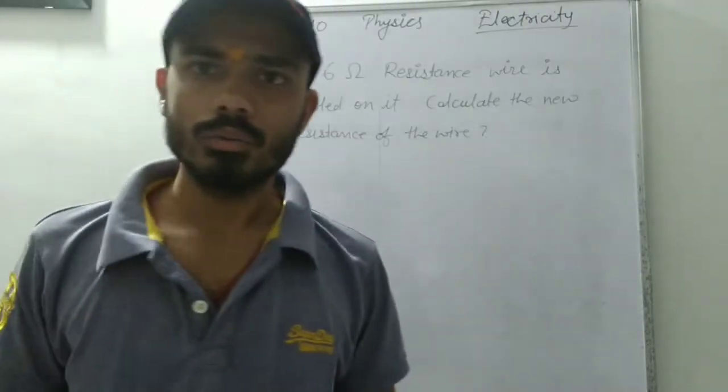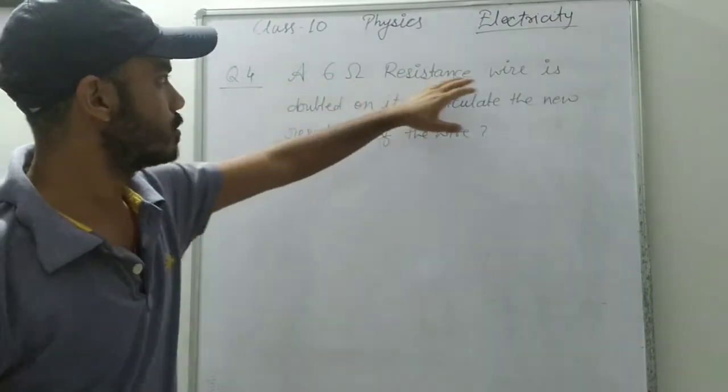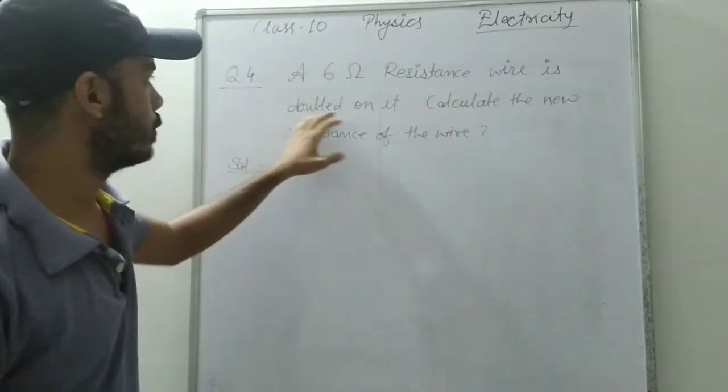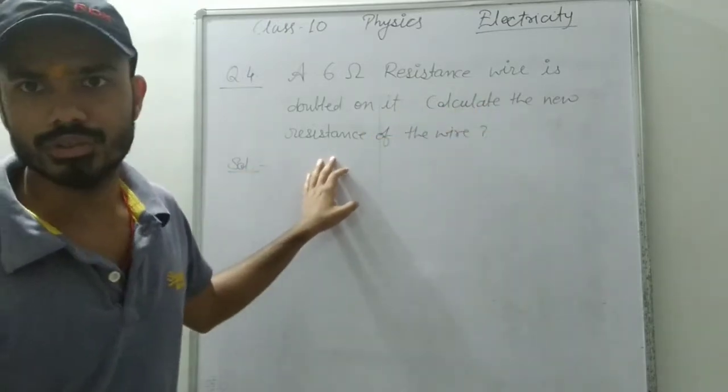Yes, now question number 4. A 6 ohm resistance wire is doubled on itself. Calculate the new resistance of the wire.